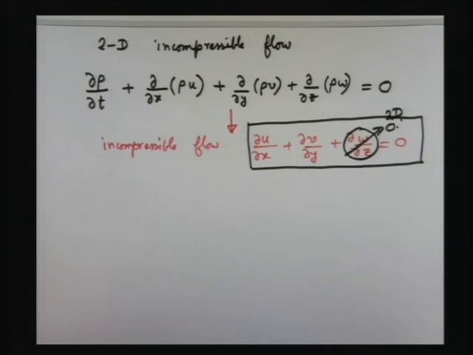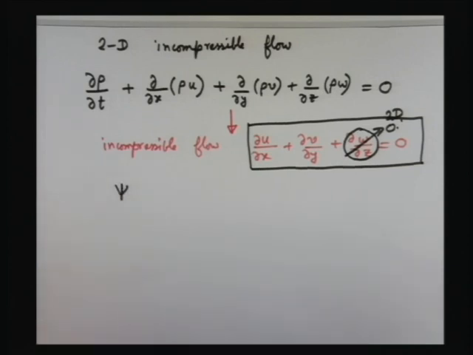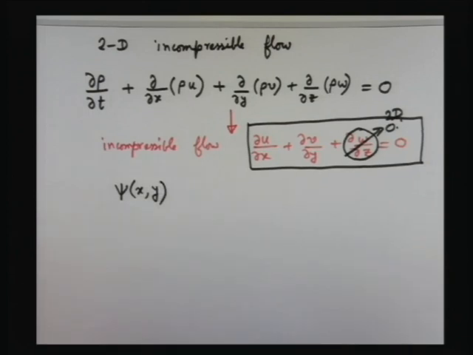Okay. Now, how many parameters are there in this equation? There are two parameters in this equation, u and v. We are interested to express this equation in terms of a single parameter. So, let us define a parameter psi, which in general is a function of x and y. How do we define psi?